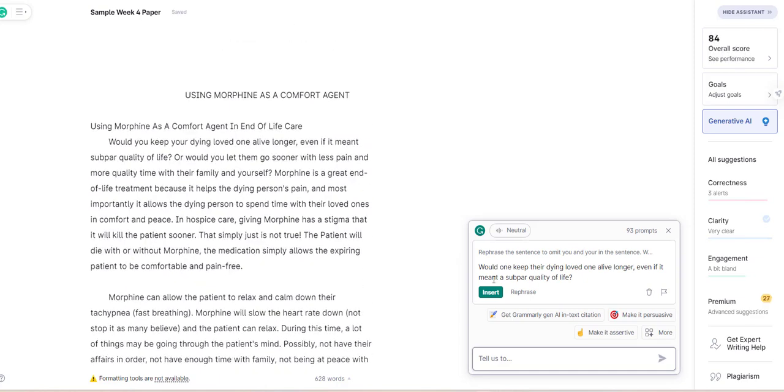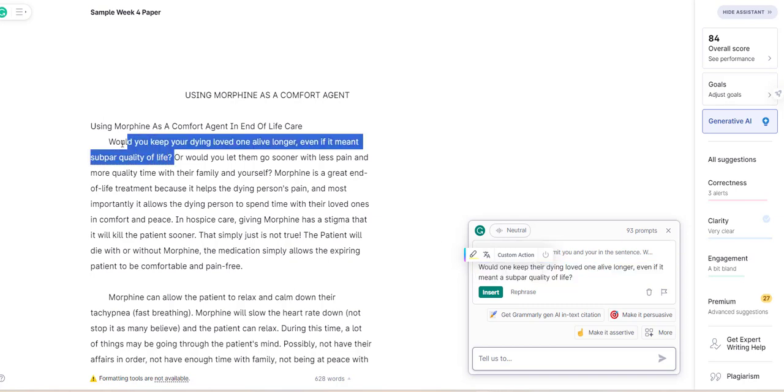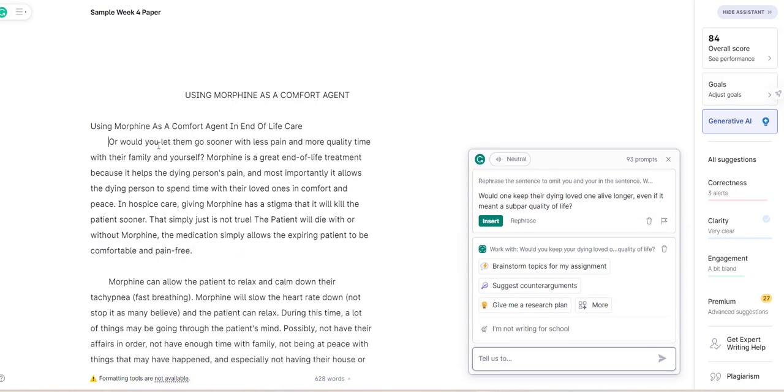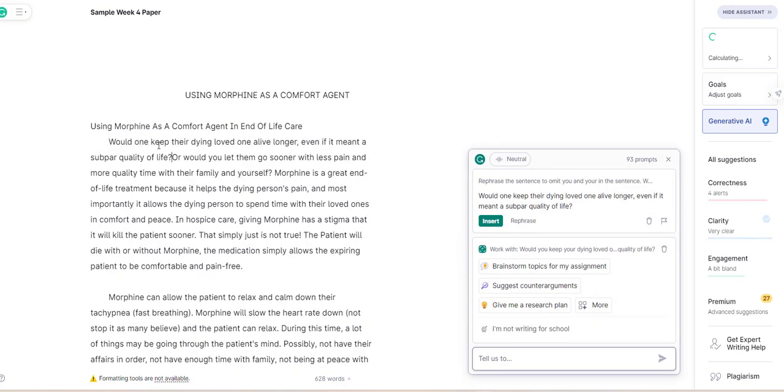Well, anyway, even if you didn't insert it, you can insert it. It's supposed to insert right into the thing. Basically, you would cut and paste this, and it should have inserted on its own. But okay, you're supposed to press insert, and it would have done that. It would insert it for you. And then, would one keep their loved one alive longer, even if it meant a subpar quality of life?